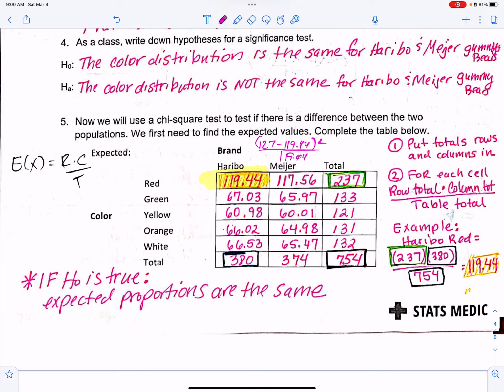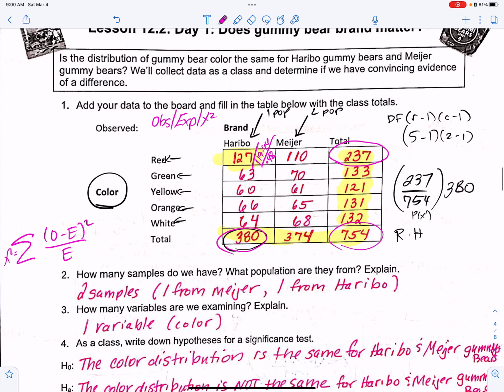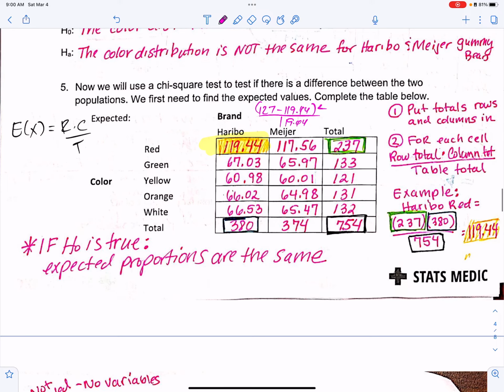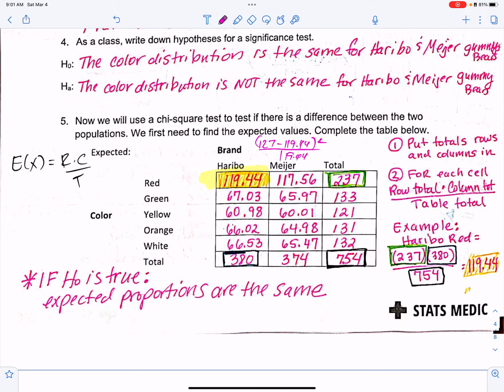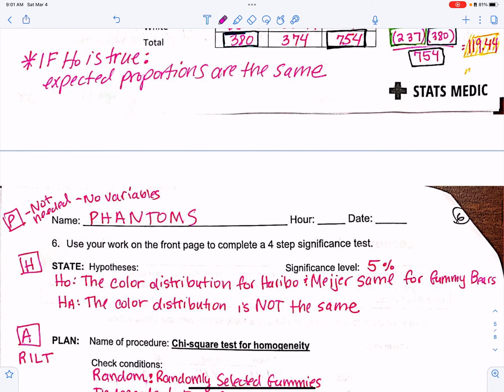Okay, so you can see what my HO is, what I'm looking for. If HO is true, these expected proportions should be the same as the actual data, the observed data. So the expected, not proportions, that really shouldn't say proportions, our expected values, but true, the expected proportions of the Haribo and the Meyer should be the same. But we're going to see actually the expected differences to see how different they are.